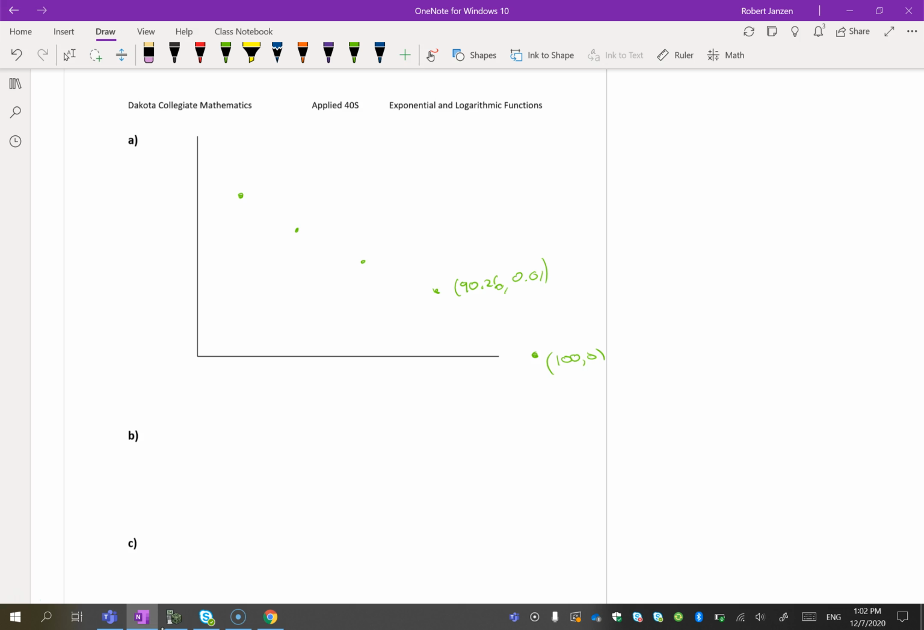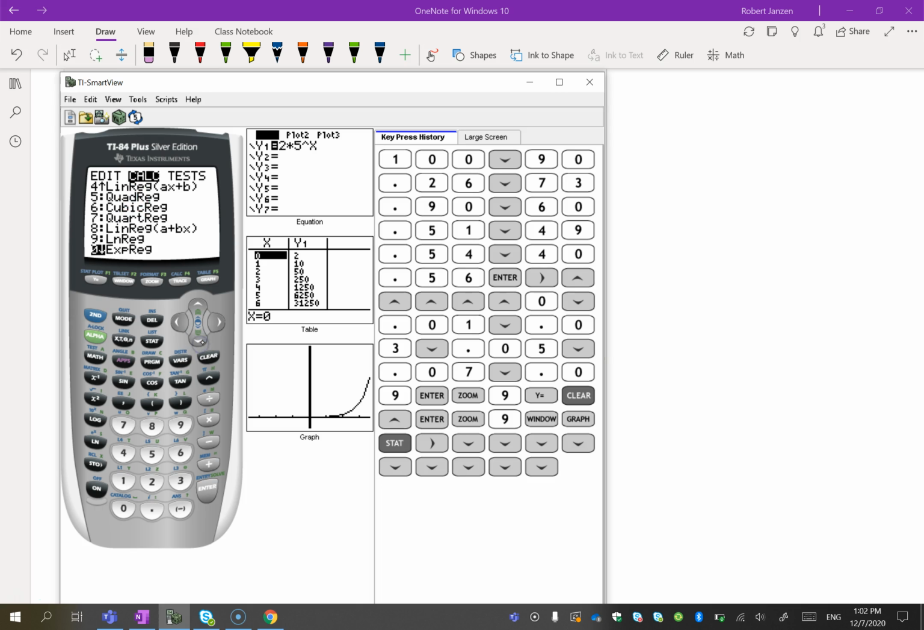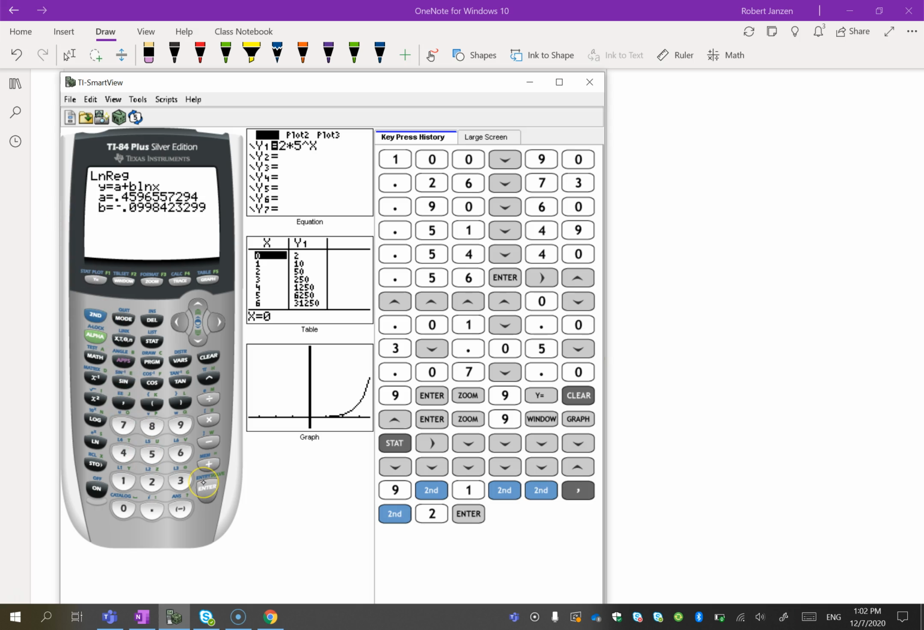Let's see if we can now do the regression equation. Okay, so how do I do that? I go to Stat, Calc, and now I need to find that ln. So for mine it's 9. You'll have to see what it is for yours. Okay, I'm going to go at second L1, comma, second L2, enter. Okay, interestingly, I don't have the r and the r squared. Your calculator might. Again, you don't need to worry about that.